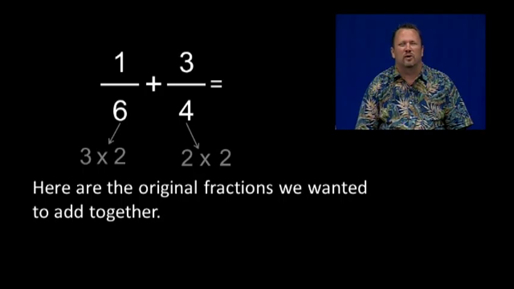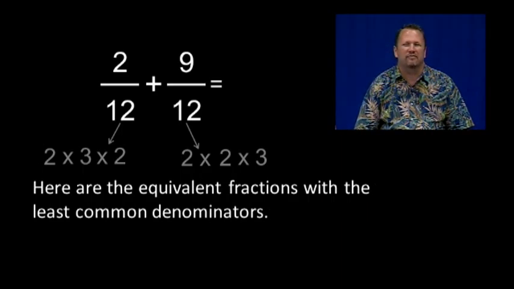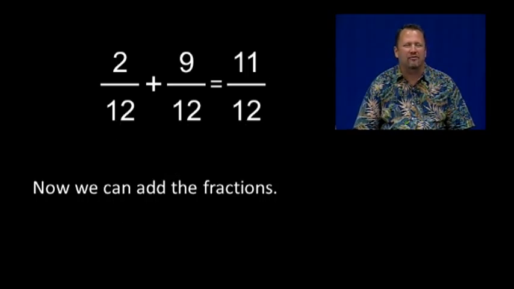So here are the original fractions we wanted to add together, 1/6 plus 3/4. And here are the equivalent fractions with the least common denominator, 2/12 plus 9/12. Now we can add the fractions. 2 over 12 plus 9 over 12 is equal to 11 over 12.